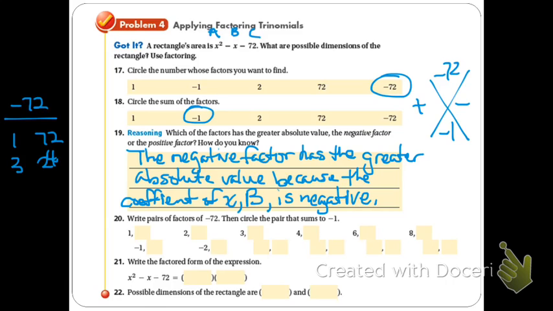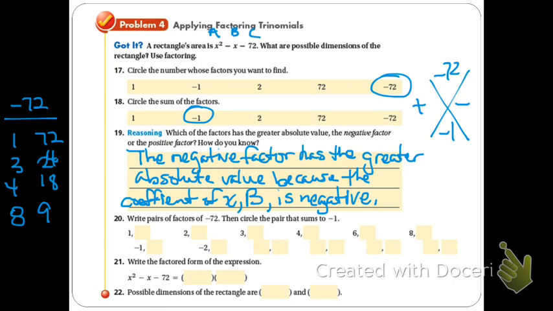72, can it be divided by 4? Yes, it can. 4 and 18. Can't be by 5. Can't be by 6. Can't be by 7. It can be by 8. It's 9. I knew that. Just trying to get these done. Alright, 8 and 9. And there are no numbers between 8 and 9, so those are all the factor pairs.